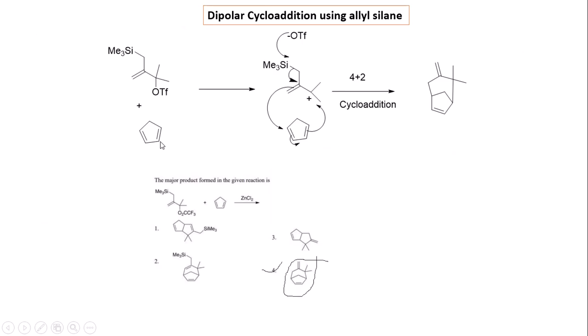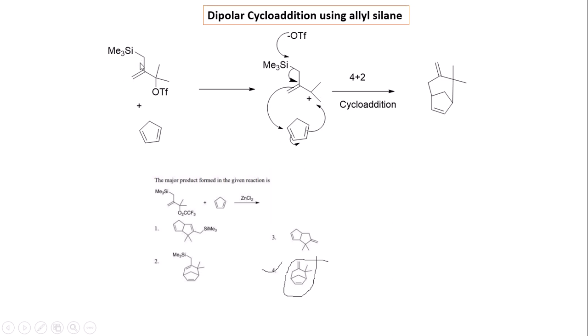The first problem is the dipolar cycloaddition using allyl silane. We know that allyl silane is very reactive towards different types of electrophilic reactions. That is, silicon can stabilize a positive charge beta to it. If the positive charge is created beta to the silicon atom, then it can be stabilized via simple resonance, and hence this positive charge can be used for cycloaddition reactions. Here, a highly stabilized dipolar cycloaddition reaction will occur.